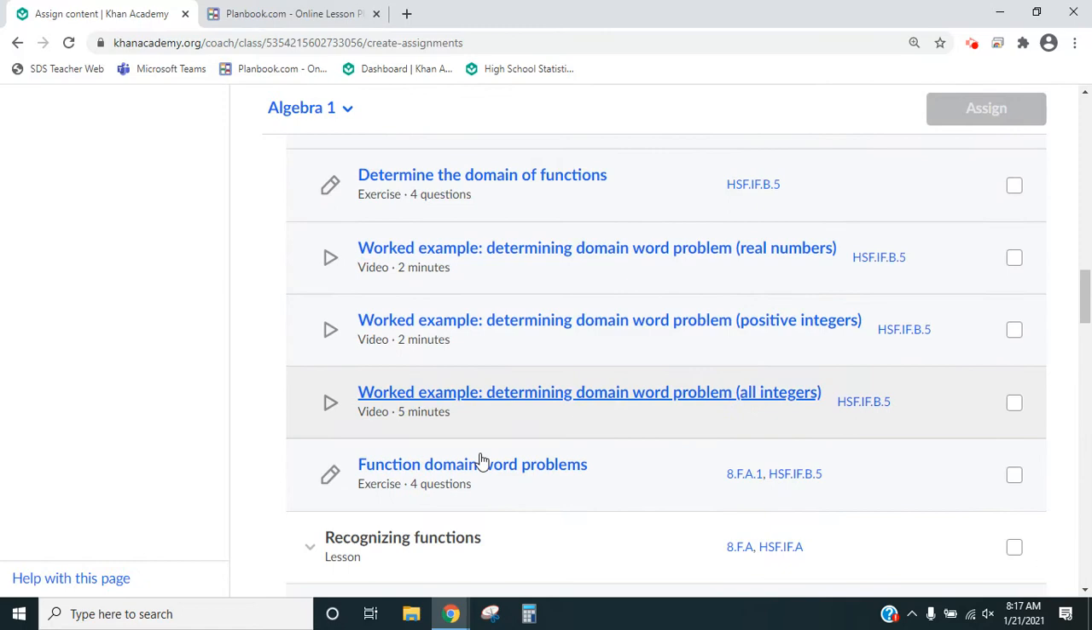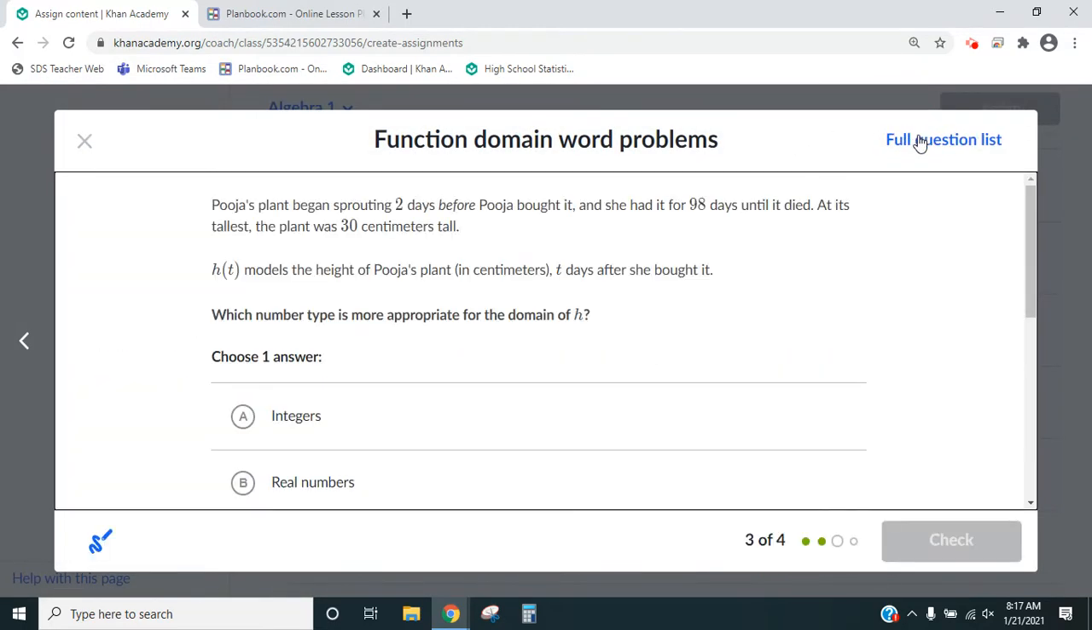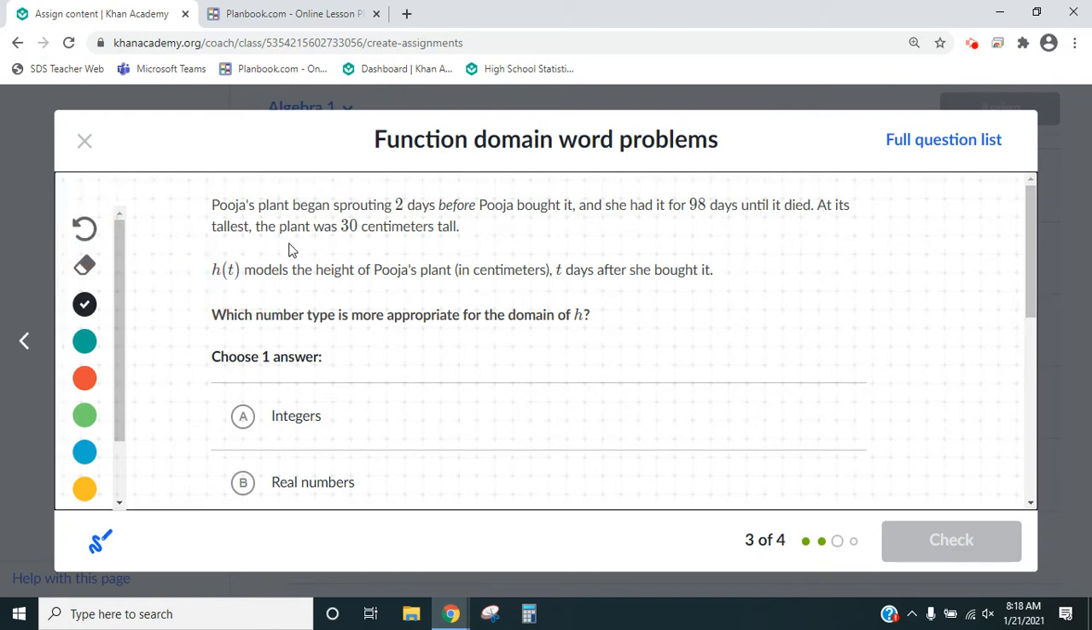Next assignment is also with domain. This is going to look very confusing, but if we cut through the baloney, it's really easy. All right. So here's what's going on. It's talking about somebody's been sprouting 2 days before they bought it, had 98 days until it died. It's a plant, whatever, right? So the height, h of t, models the height of Pooja's plant, t days after she bought it.